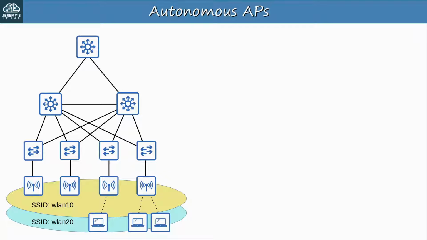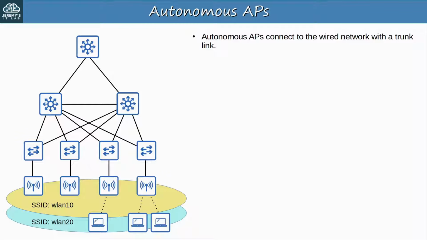Here's an example network with autonomous APs. When using autonomous APs, each AP should connect to the wired network with a trunk link. In this case, there are two SSIDs, so it might be obvious that a trunk connection is needed, because each SSID is mapped to a VLAN. But even if the AP provides only one SSID, the connection should be a trunk.